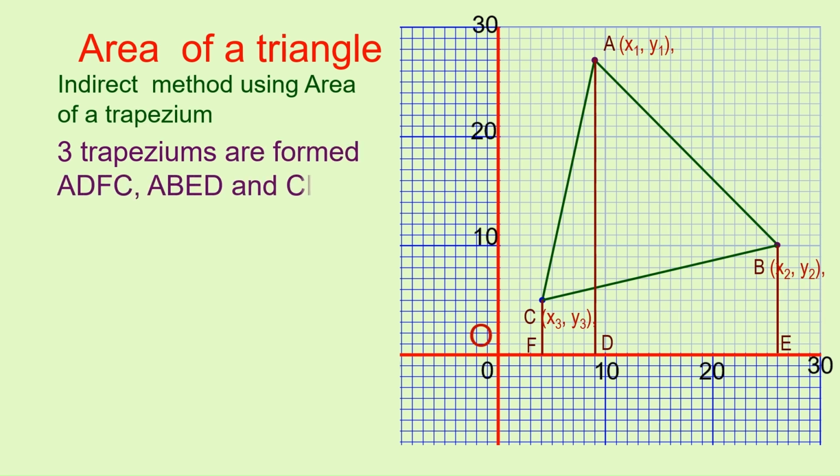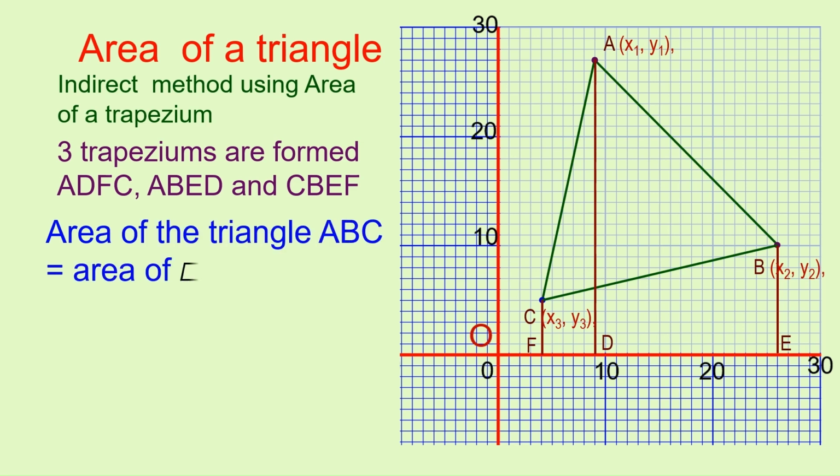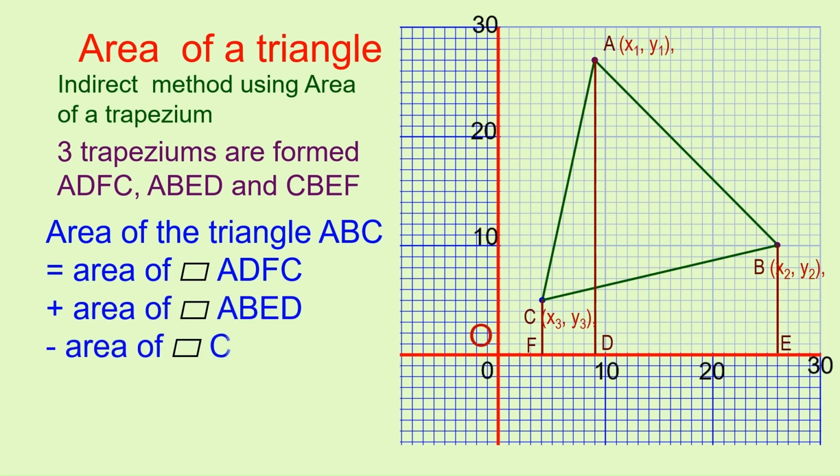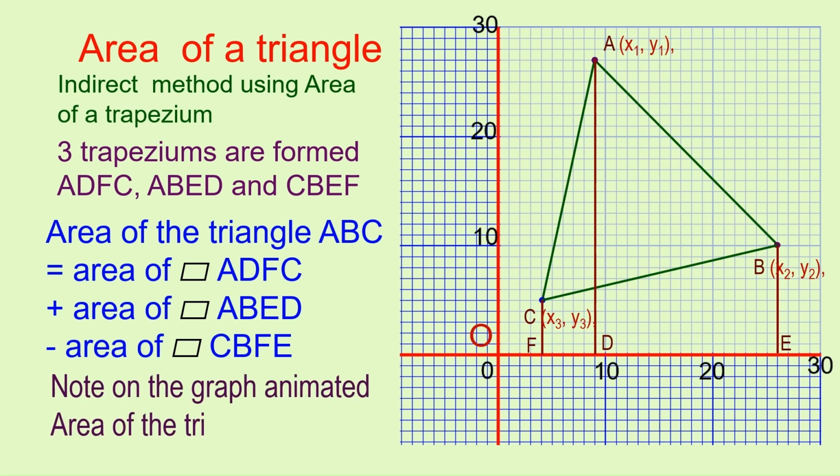Note: 3 trapeziums are formed. Area of the triangle ABC equals area of ADFC plus area of ABED minus the area of CBFE. Note on the graph, animated area of the triangle ABC.